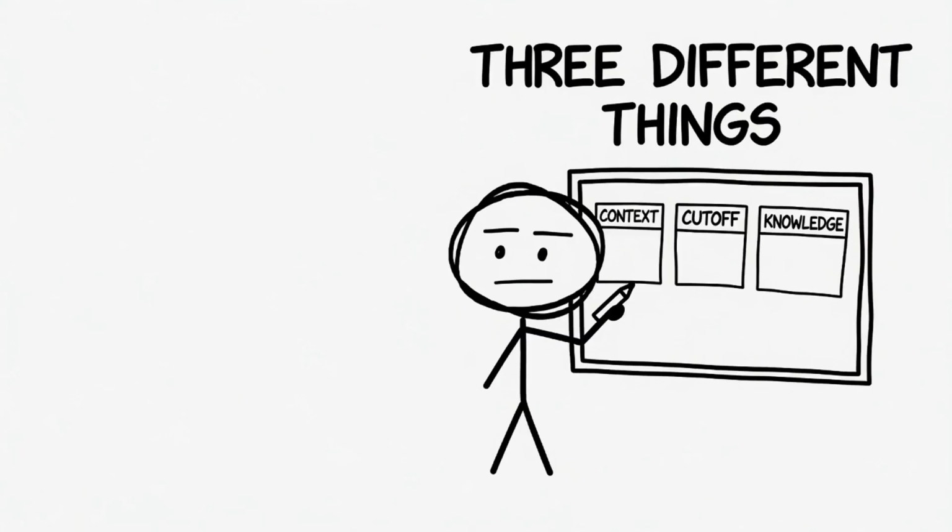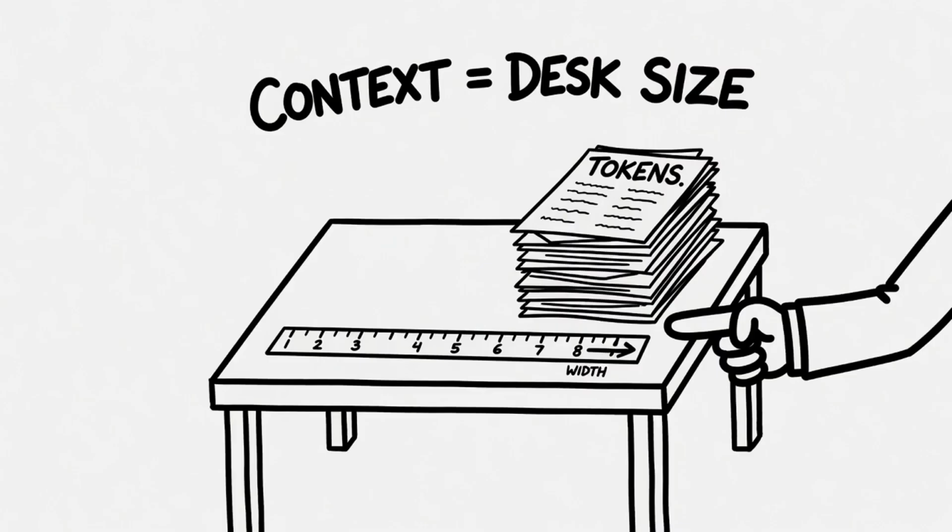Now the part that breaks brains. Context window, training cutoff, and knowledge are 3 different things, and people collapse them into one. The docs explain it technically. Let me try differently. Context window is how much it can read at once. Your prompt, the history, the documents you paste. Measured in tokens. It's the size of the desk. A bigger desk does not make the model smarter. It just fits more paper.